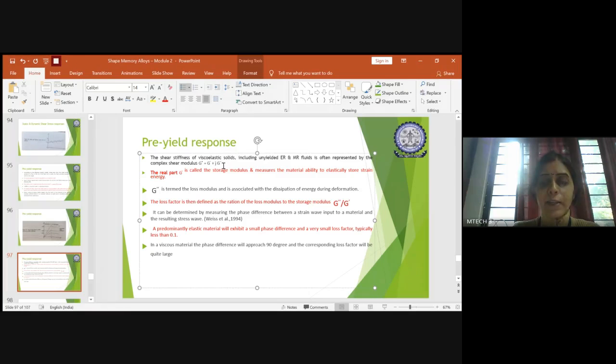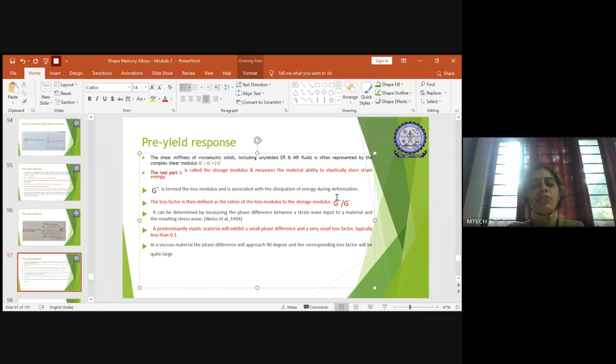Since we are relating the dissipation of energy, we are using the complex variable here, which is nothing but j. So from here onwards, if the equation for the complex shear modulus is asked, it should be G star is equal to G dash plus j times G double dash, where G dash is the storage modulus and G double dash is the loss modulus, which is associated with the dissipation of energy during the deformation. So if you want to calculate the loss factor, then you have to take the ratio of G double dash to G dash.